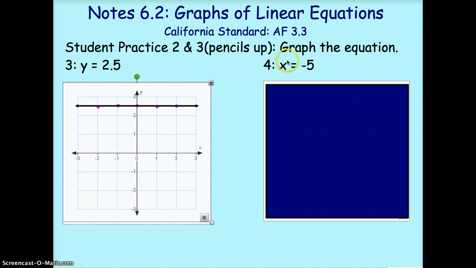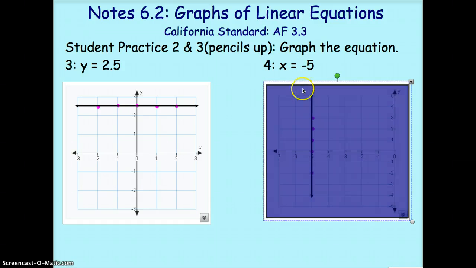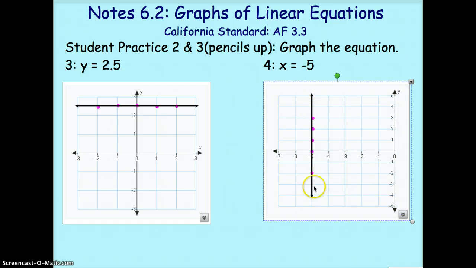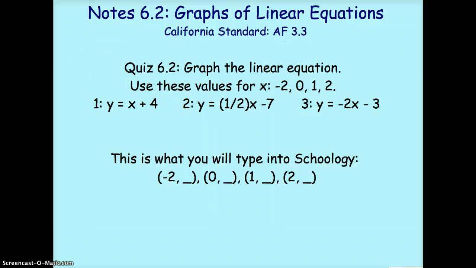And for number 4, x is equal to something all the time, so it is going to be a vertical line at -5. Okay, hopefully you did all right with that and you understand the difference between the horizontal line and the vertical line. Make sure you know that vocabulary. You will need it for a test. You will not simply be able to just say the line that goes across. So make sure you know whether it's horizontal or vertical.